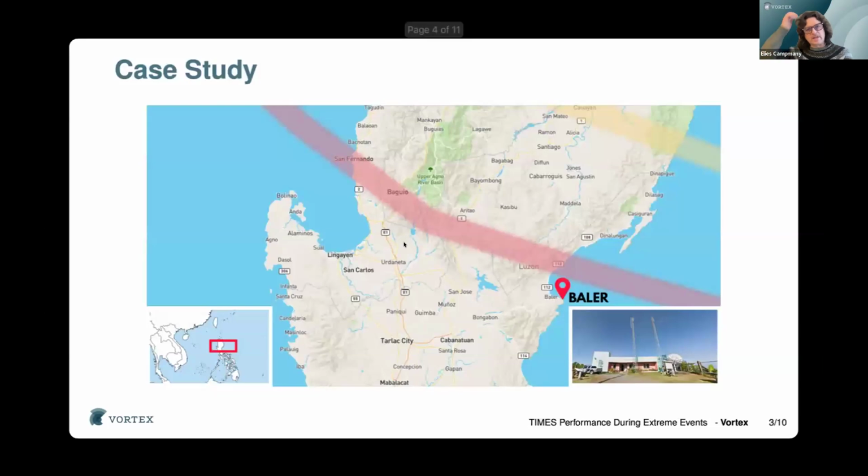If we zoom a bit more into this region, here is the point that we have studied, Baler, where there is a synoptic weather station. So we can retrieve the data here, and we also launched a Times simulation here. These are the tracks of Fung Wong and Madmo. The output of the observations is hourly, and the output of our Times is 10 minutes. So we will see that the plots are a bit different between both, but we can see how it performs.